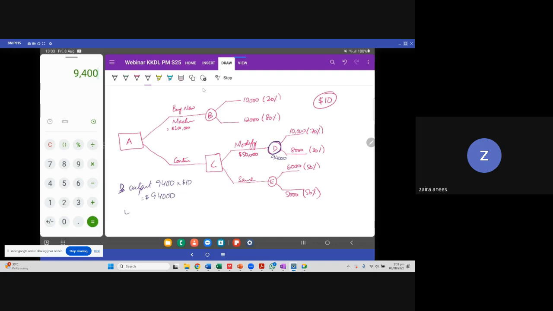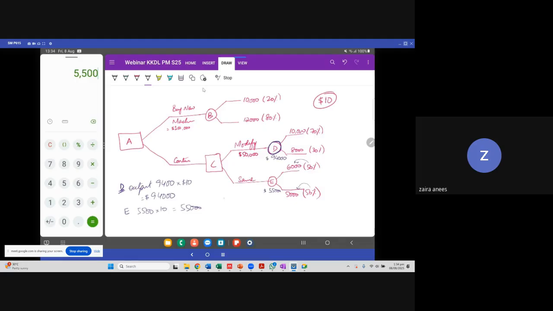At point E, again there is a probability. 50% of 6,000 is 3,000, 50% of 5,000 is 2,500. So 2,500 plus 3,000 is 5,500 times 10, 55,000, right?